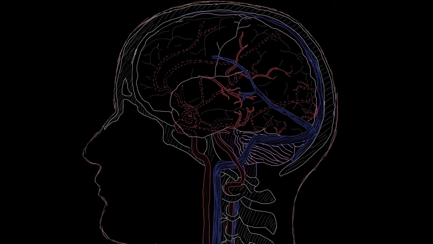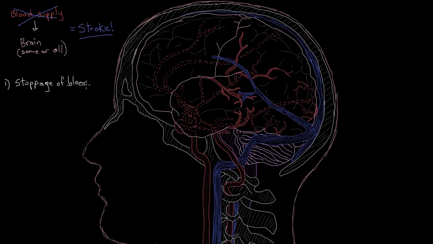All those vessels we just talked about, that's your blood supply to your brain. And if you lose some or all of that blood supply, then you lose some or all brain function. So the loss of some blood supply causing the loss of brain function, that's a stroke. There are two main ways to disturb this blood supply. The most common type of disturbance is where you get stoppage of blood flow to a part of your brain.